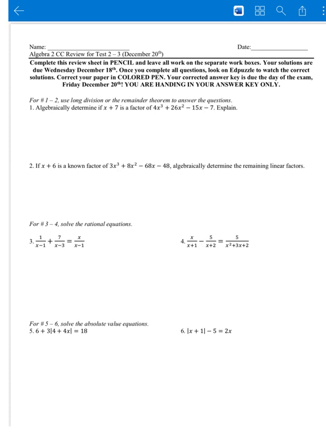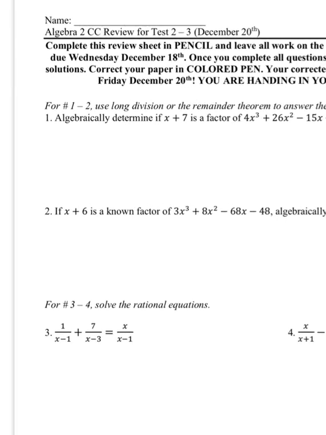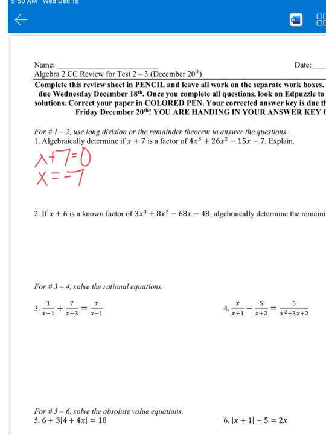For number 1, algebraically determine if x plus 7 is a factor of that, and then explain. So you could do long division on this, or you could do the remainder theorem. The remainder theorem says that if x plus 7 is what we're looking for, I set that equal to 0, and then I solve. I get x equals negative 7. So now if I plug in negative 7, 4 times negative 7 to the third plus 26 times negative 7 squared minus 15 times negative 7 minus 7. I plug that in, I get 0.